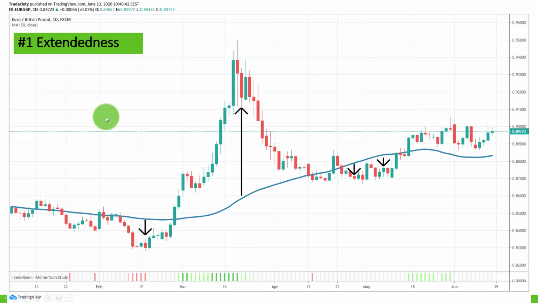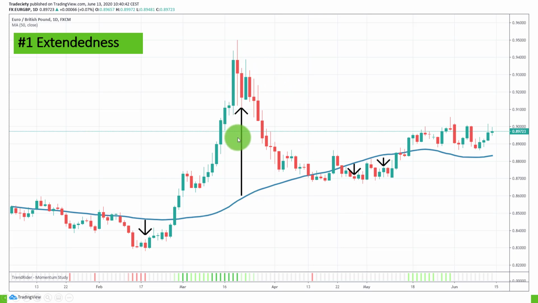So the first one, it's called extendedness. Well, you can call it whatever, but the basic concept of what it is, it means how far away is the price action from a moving average. And this has many different implications of how you can use this concept. There are many ways how you can use that.